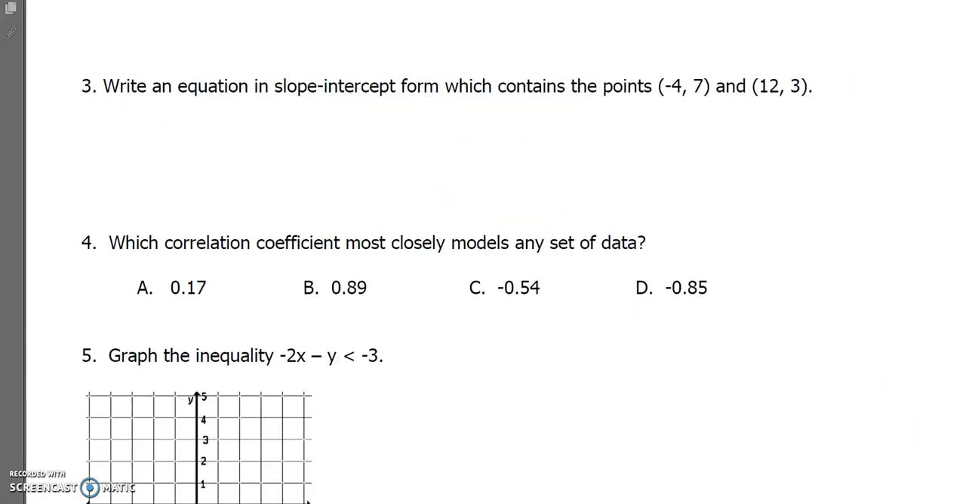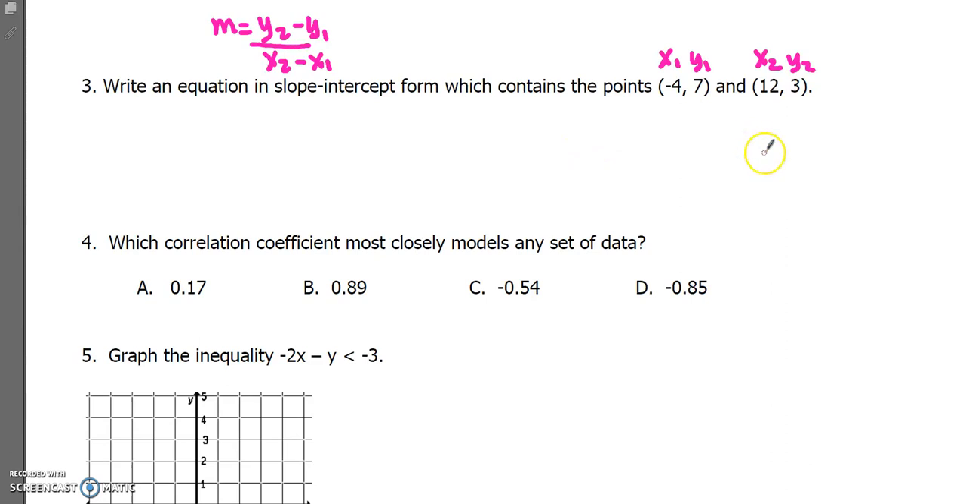Okay, number 3 is asking us to write an equation in slope-intercept form which contains the points (-4, 7) and (12, 3). So we could do a couple of different ways. I have 2 sets of coordinates, the first set and the second set. And I could plug that into our formula for slope. And then I would have my slope and a point, and I could do just like I did on number 2.